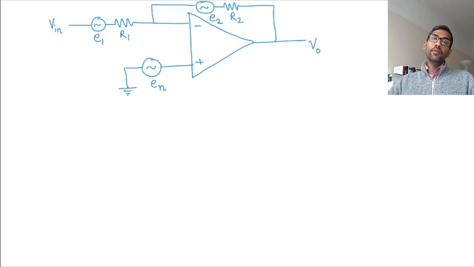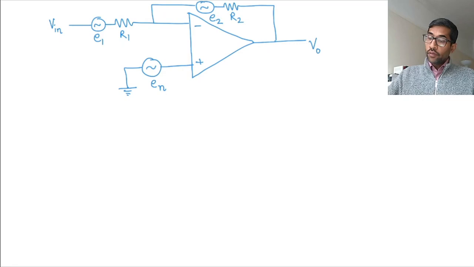Hi, in this video, let's just look at the noise in the inverting amplifier configuration. What I've done here is this noise source is the op-amp noise source, this noise is associated with R1, and this noise is associated with R2. There is an input of Vin, which let's assume does not have any noise, and we are looking at the output. What we want to find out is what is the noise at the output, and how is it related to Vin?